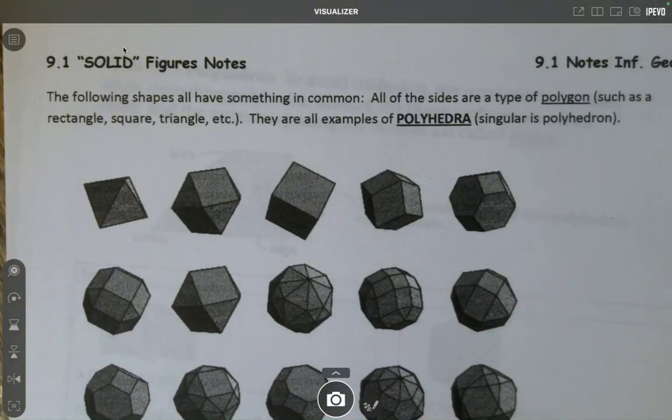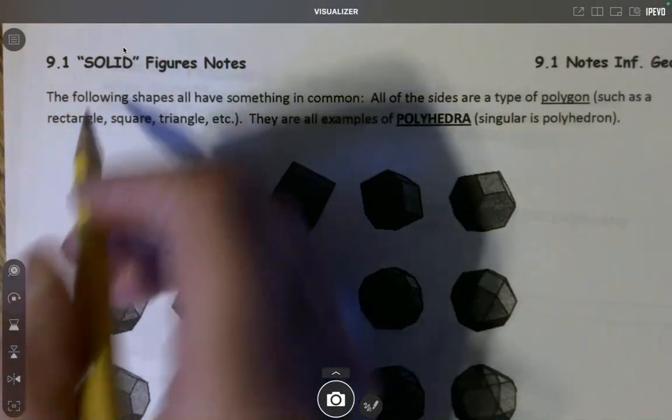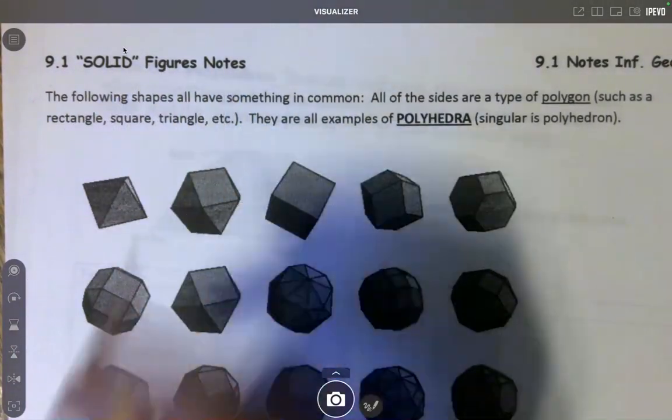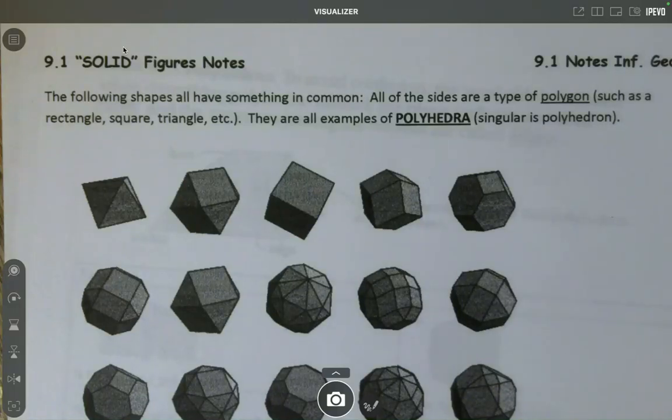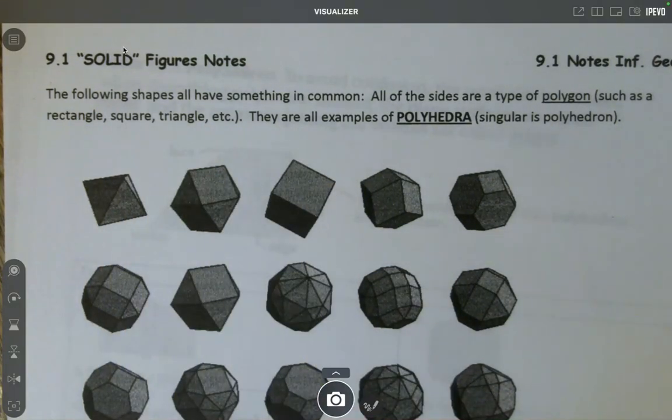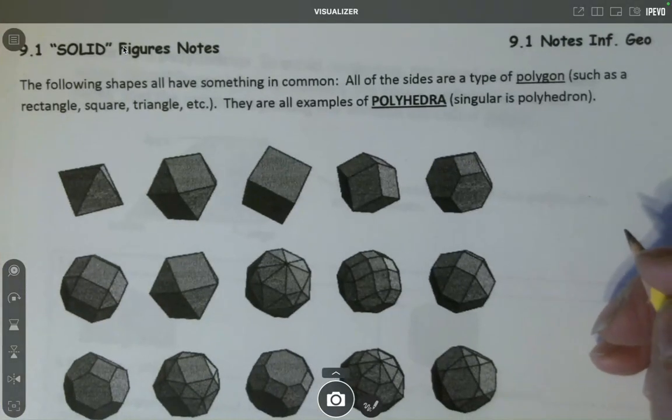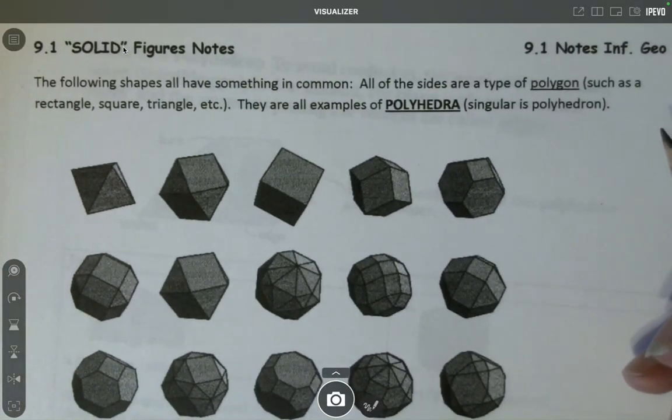Good morning, class. These are our notes on section 9.1, solid figures is what we're looking at today. So the following shapes in this picture, and I'm just reading exactly what's on the paper, have something in common. All of the sides are a kind of polygon. So remember our studies of polygons in this last unit.